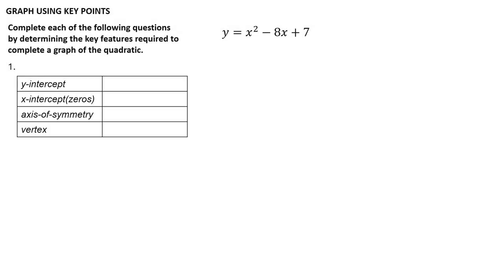Okay, day 5.5, homework solutions. We're given a trinomial equation, y equals x squared minus 8x plus 7, and we're asked to find the y-intercept, the x-intercepts, the axis of symmetry, and the vertex. As before, the easiest one to figure out is the y-intercept. It's simply this value right here of 7.